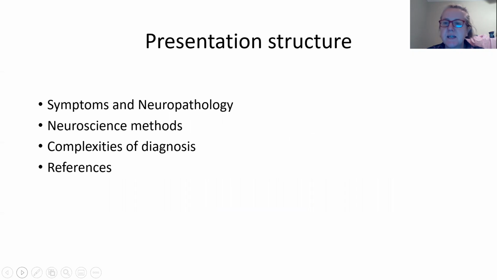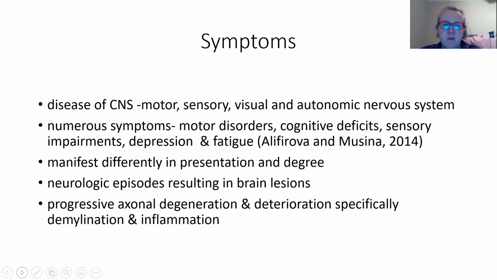Firstly, I'll start with the presentation for this slideshow. I'll be talking about the symptoms and neuropathology of MS, the neuroscience methods used in the assessment of MS, the complexities of the diagnosis of MS, and ending with the references used for the preparation of this slideshow.